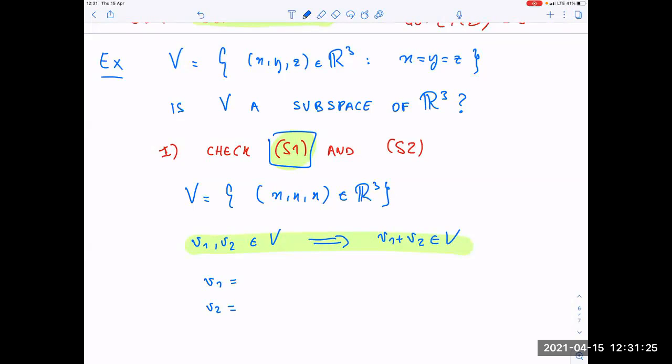So what is this shape? Well, that's a special V1, right? Yes, this is more like that. It is a triple of equal numbers. Similarly for V2.